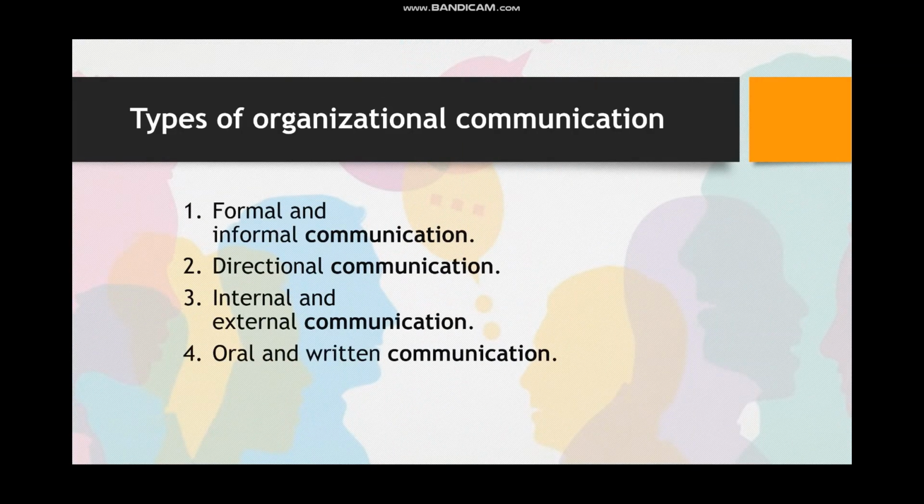Now we should see what are the types of organizational communication. There are basically four types of organizational communication. First one, formal and informal communication. Second one, directional communication. Third, internal and external communication. And the fourth one, oral and written communication.